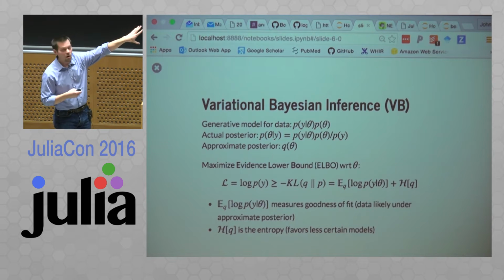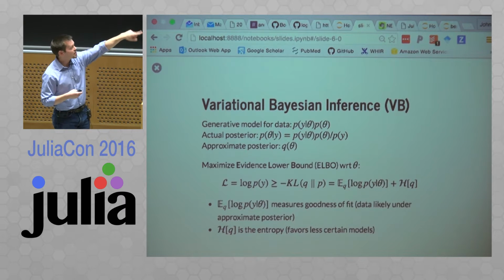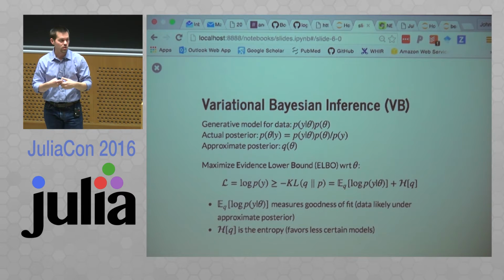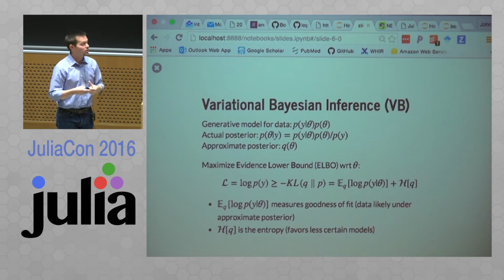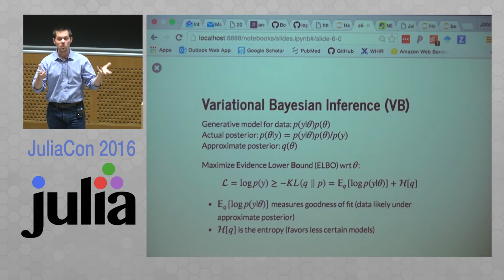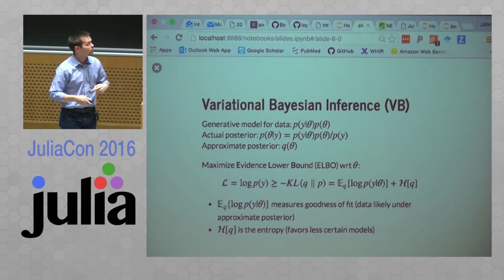Cut to the chase. The far right-hand side has two terms. You should think of the first term as how good is my model under my approximate posterior. And the second is going to favor less certain models. It's going to smooth my data out. So it's like a regularizer. So for those of you who are used to sparsity penalties or smoothness penalties in other machine learning models, it's going to work like that. So we have this trade-off between goodness of fit and smoothness of the model. That's the thing we want to optimize. We're going to be maximizing, by the way, instead of minimizing. So just so you know how to look at the curves later.